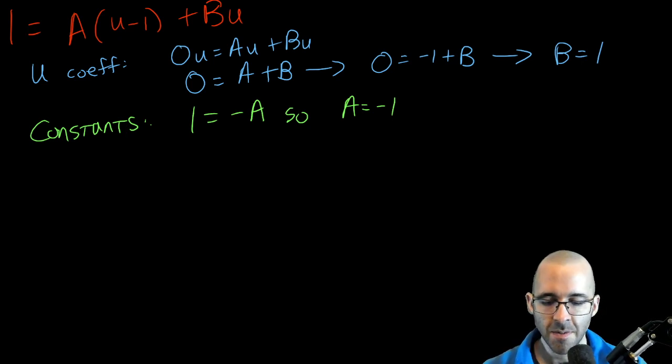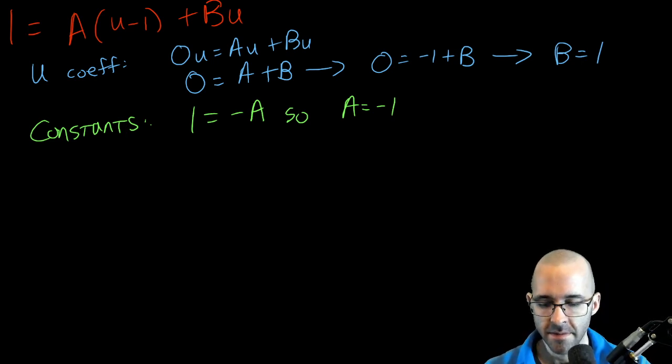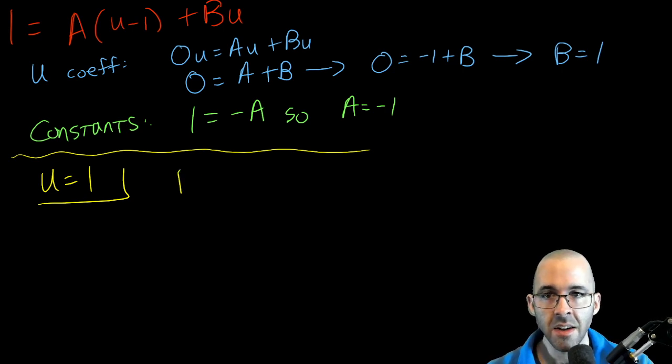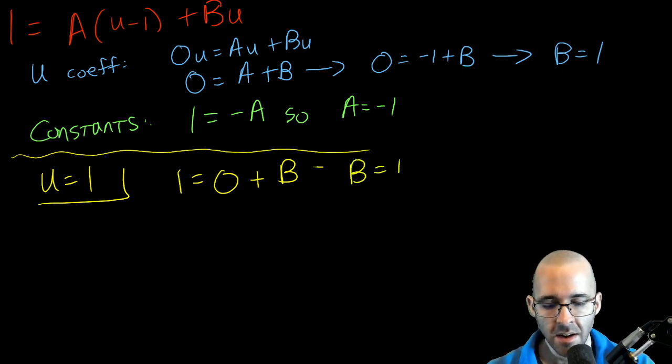We could check our answers. I'm going to check our answers by actually doing the other method: strategic substitution. Well, we know this has to hold for any u, so it should hold for u equals 1. What happens if u equals 1? We get 1 is equal to 0 plus b times 1. B should equal 1. That's what we had.